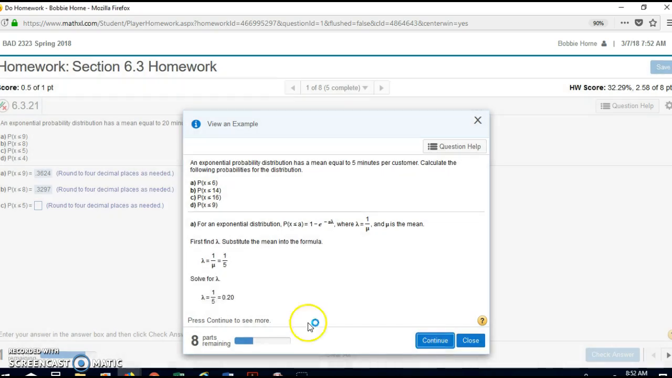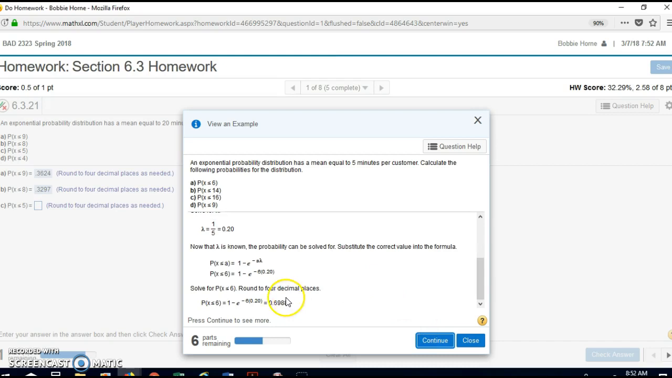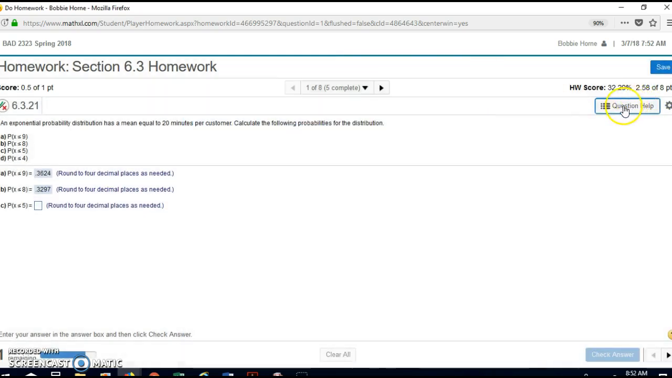And then once you get lambda, you would plug it in right here, okay? And then as you can see, you plug in the -6 here, and then you do -6 times lambda, and you can put this into a TI-84, 1 minus E, rooftop or exponent button, -6 times 0.20, and you will get the answer, okay? So that's how you work it by hand, and we will work some by hand in a minute.